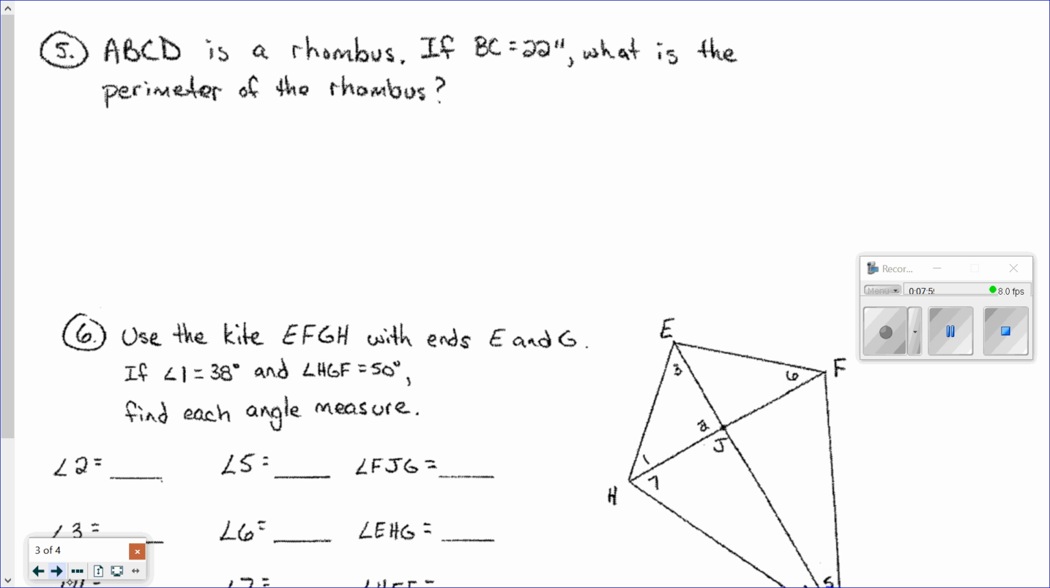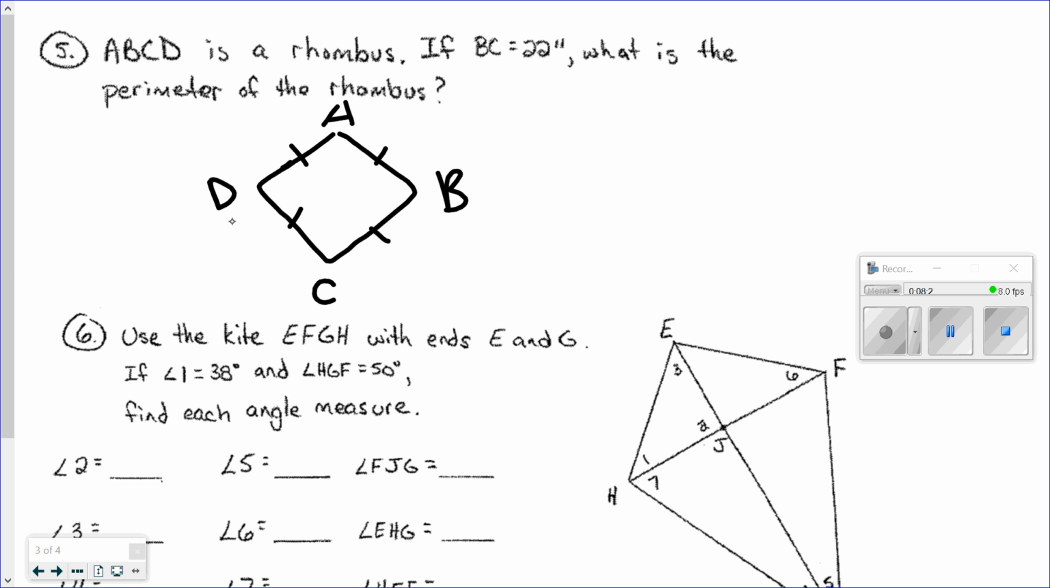Number 5, ABCD is a rhombus. If BC is equal to 22, what's the perimeter of a rhombus? All right, so let's sketch this out. So definition of a rhombus is that all the sides are congruent. And so if I call this A, B, C, and D, if BC is 22, that means that all the rest are also 22. So that means that the perimeter then is just adding up all of those sides, and we get 88.